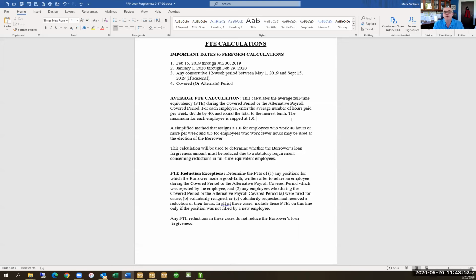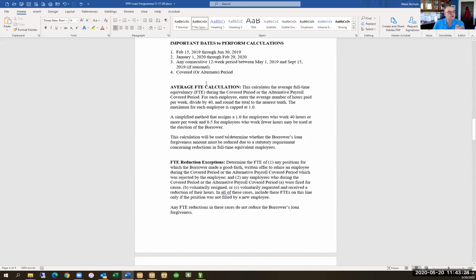Now, they also offered a simplified method, which is here, and it basically says this. Everybody who works 40 hours, you assign a 1.0 to them. Everyone who works less than 40 hours, you assign a 0.5 to them, and then do your calculations, okay? So those are the dates that you're going to want to do the FTE calc, and this is how to do the FTE calc.